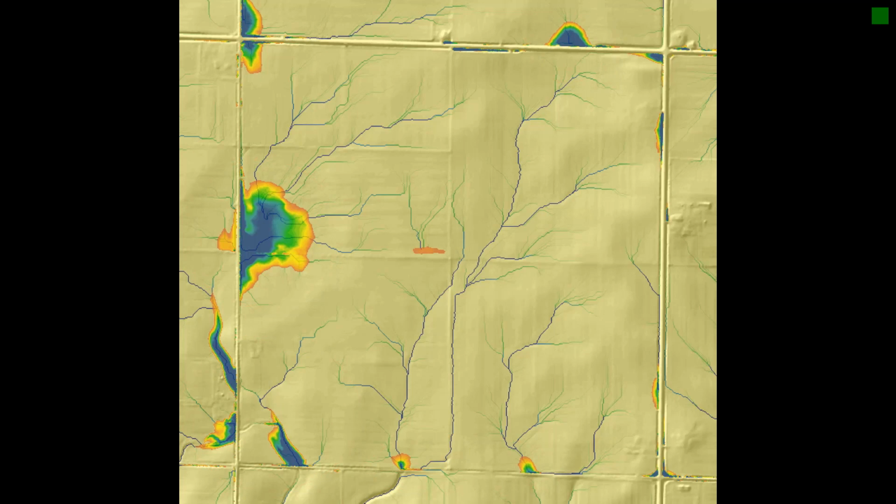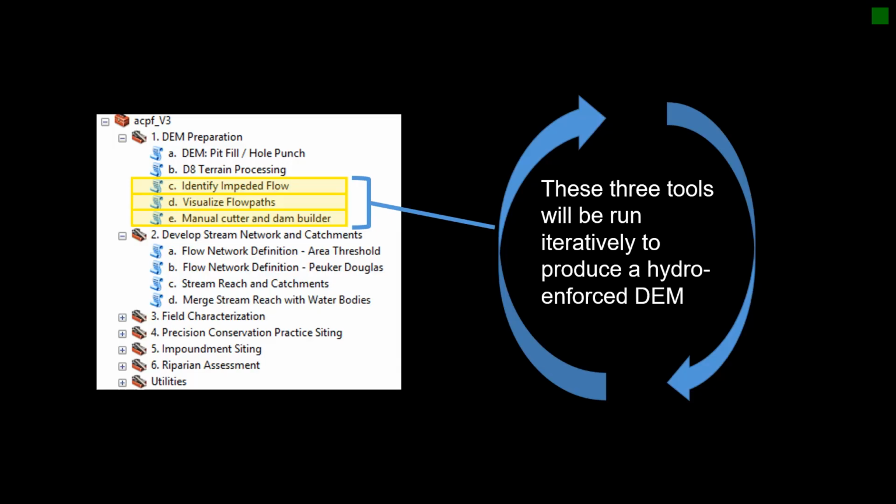And it's just basically reinforcing why it's important to make these hydro modifications in your DEM so that you can have accurate flow paths and therefore accurate watershed models and accurate placement of agricultural conservation practices, which is the whole point of this. We want accuracy so we can suggest good results to our watershed planners. And the ACPF has been built to really assist you in this process of hydro conditioning. And we have some tools that we've developed that will guide you step by step through this process.